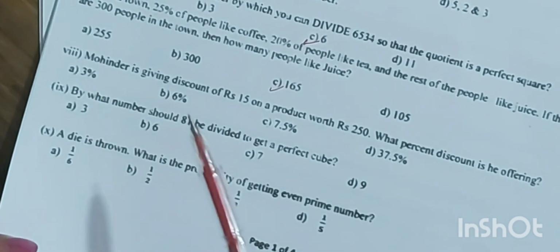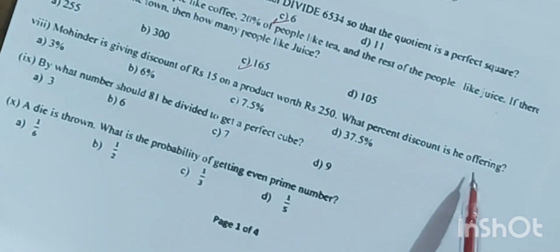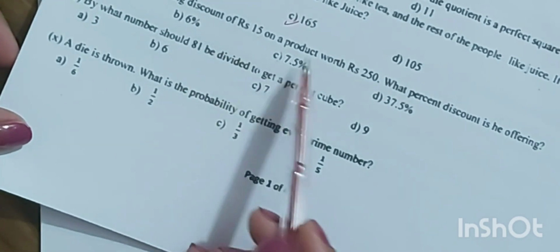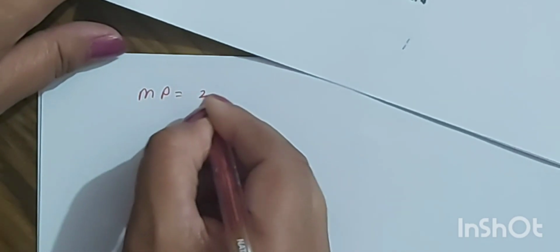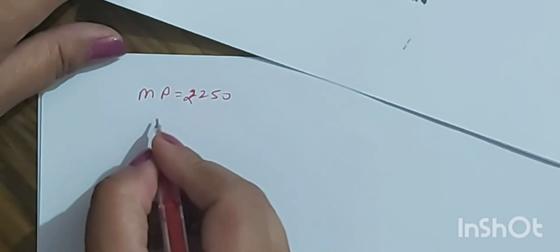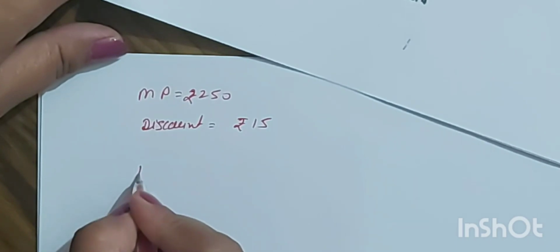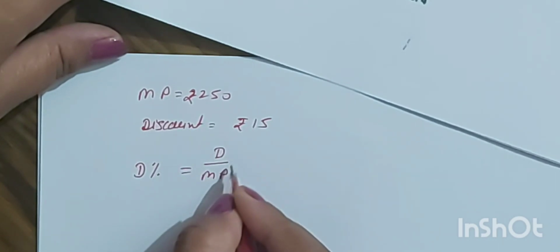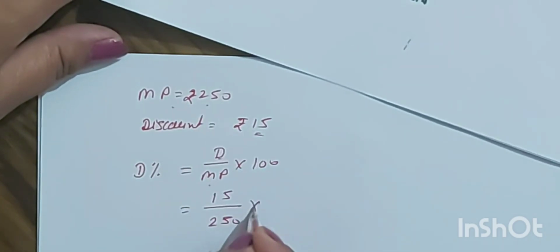Okay, number 8. Mohinder is giving discount of rupees 15 on a product worth rupees 250. What percent discount is he offering? So you need to find discount percent. Simply what is given? Discount is given and marked price is given. Okay, so marked price is 250 rupees and discount is rupees 15. So you need to find discount percent. What is the formula of discount percent? Discount over marked price multiplied by 100. This is discount percent. Discount is rupees 15. So 15 over marked price 250 times 100.